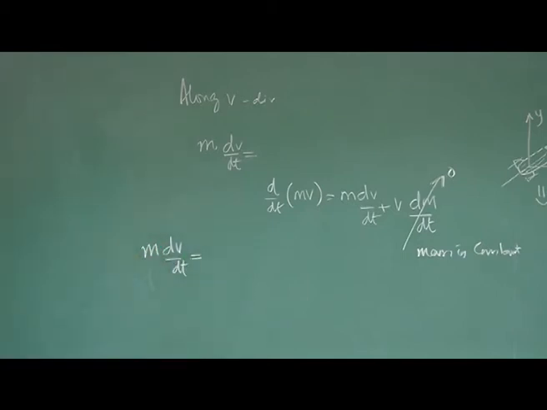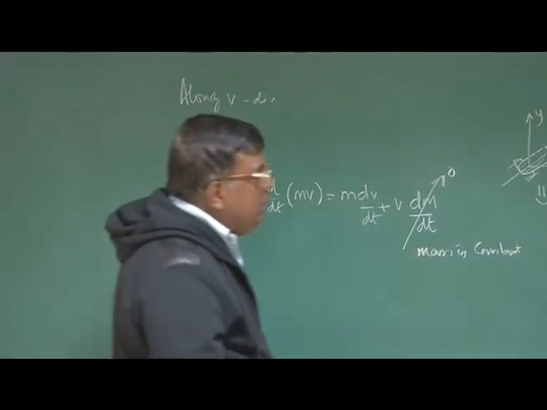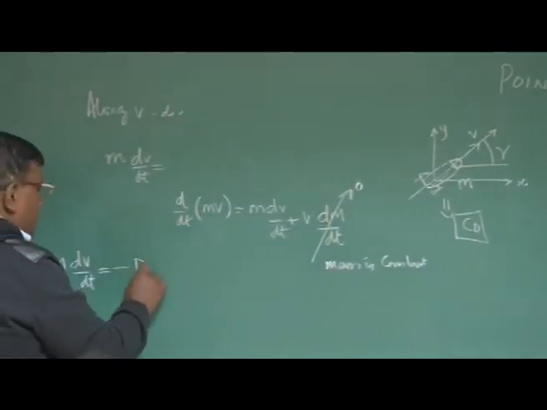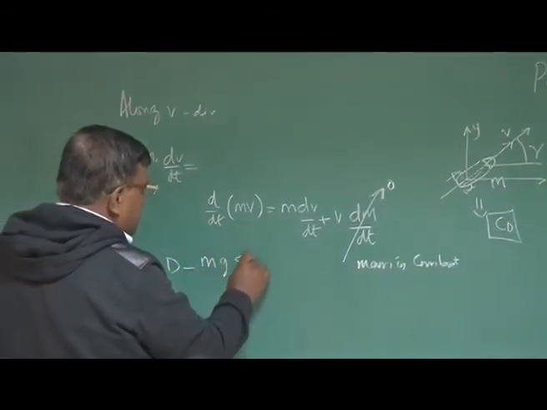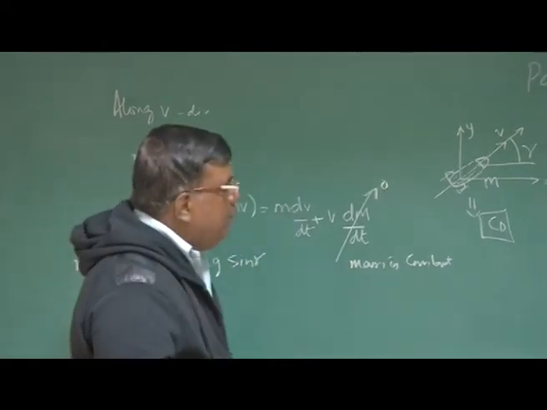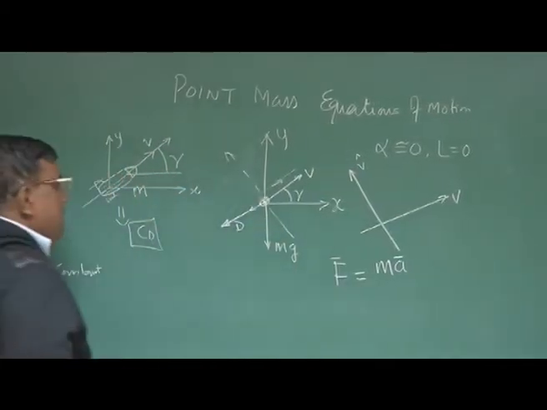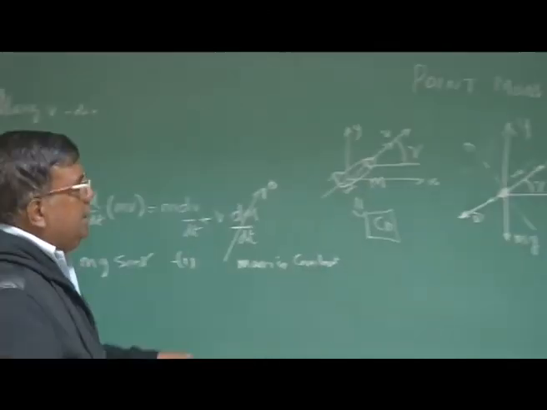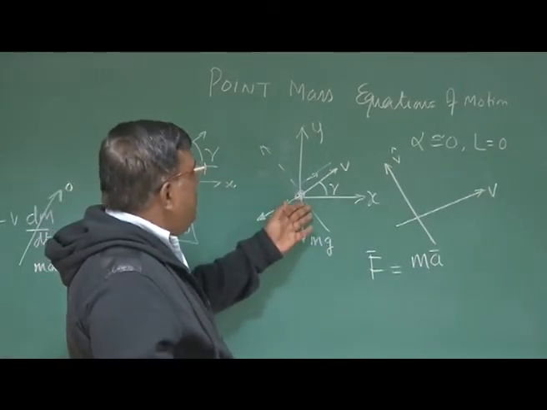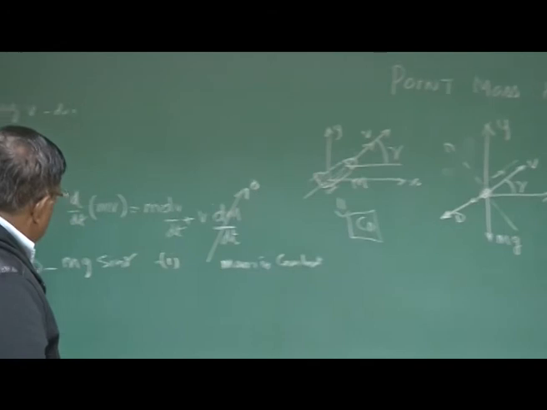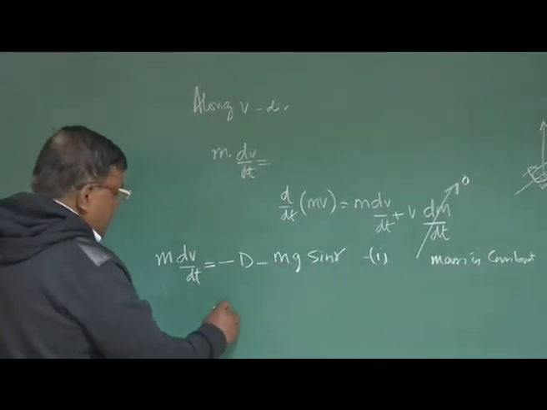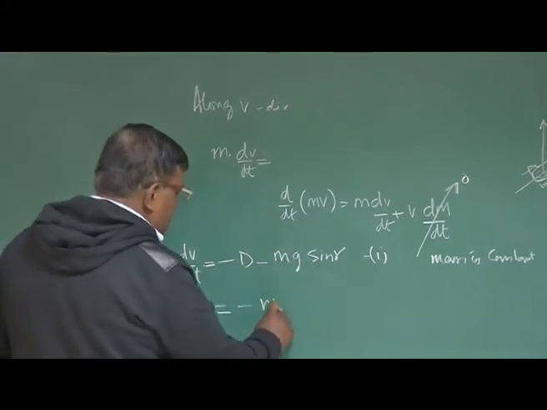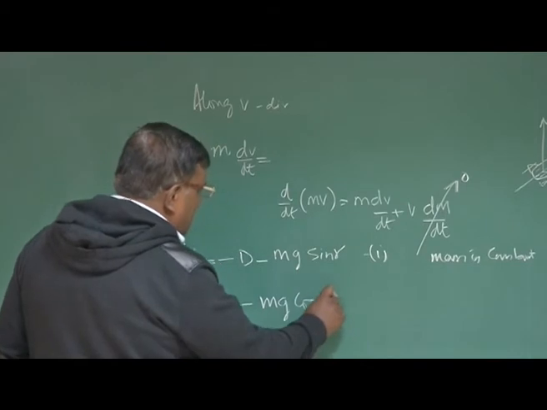Who is causing this acceleration? There must be some force. What is the force? I'm writing along the v direction, so force is minus drag and minus mg sine gamma. You could see from here, this is gamma, so this component is mg sine gamma. This is one. Now, what about when I write the equation along a direction perpendicular to v? So what will this equation be? Here, what are the forces acting perpendicular to v? It is minus mg cos gamma.